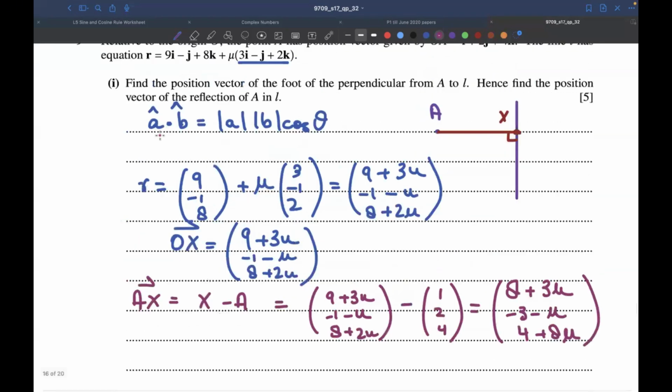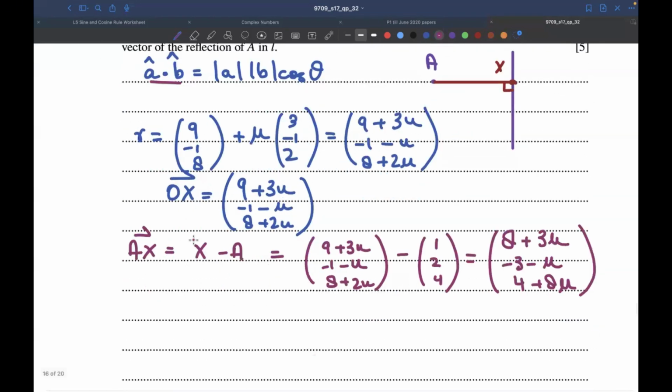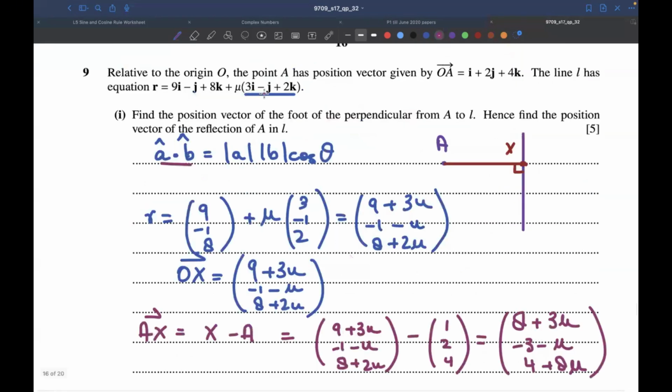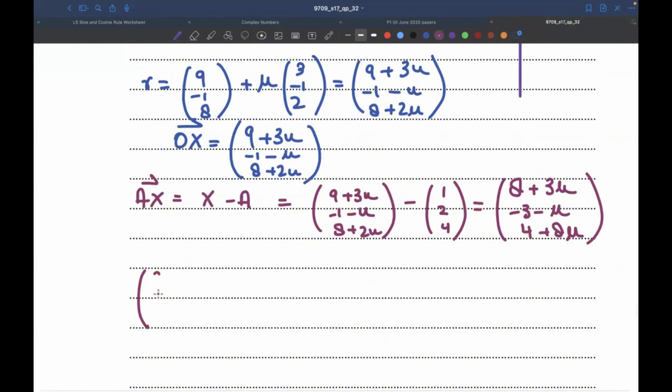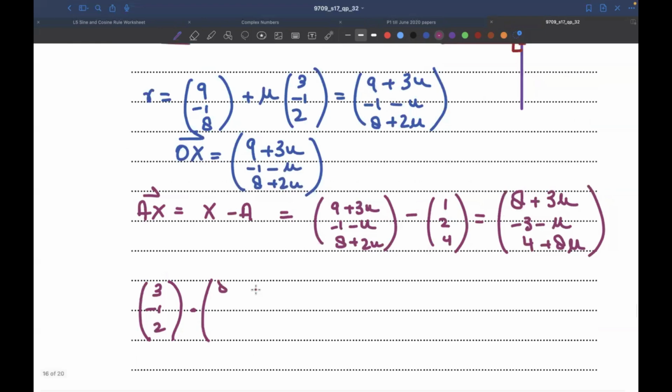So we'll now substitute this into this formula A dot B. We already have the direction of the line, which is 3, minus 1, and 2. And when we multiply it with the direction vector of AX, that is 8 plus 3 mu, minus 3 minus mu, and 4 plus 8 mu, that will be equal to 0.